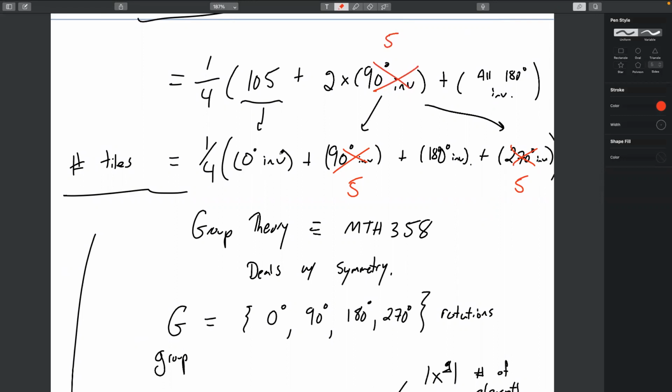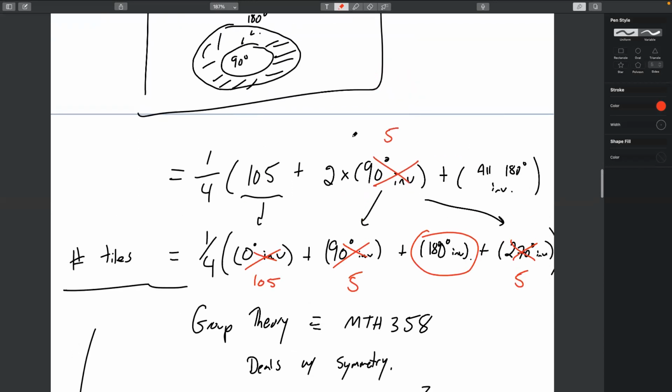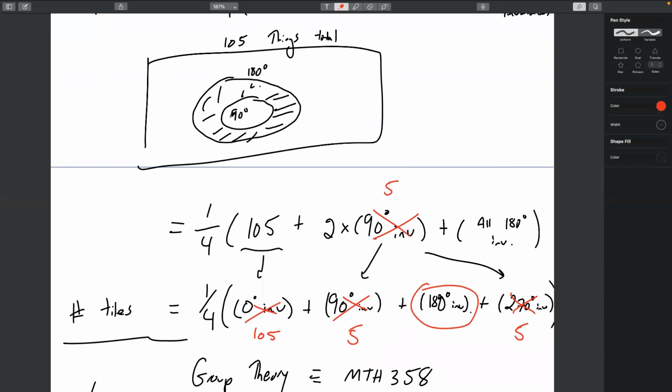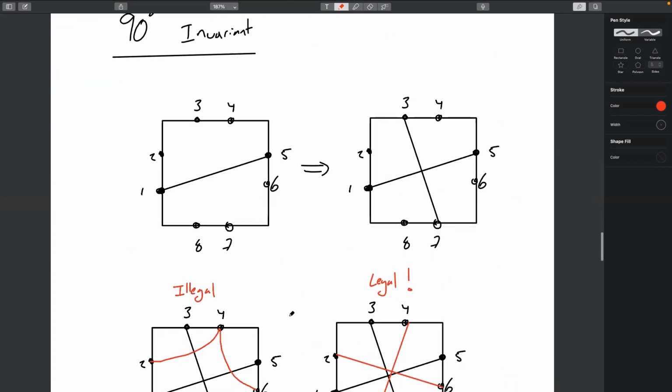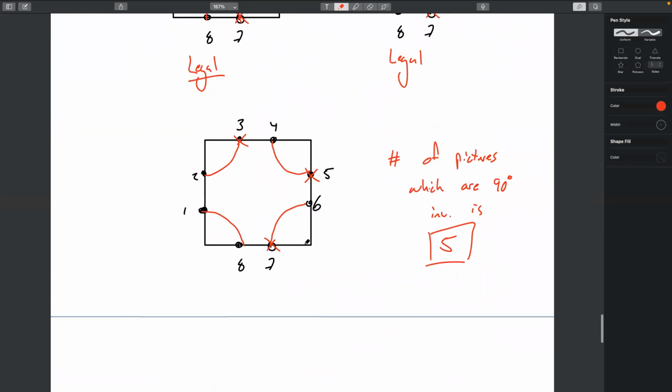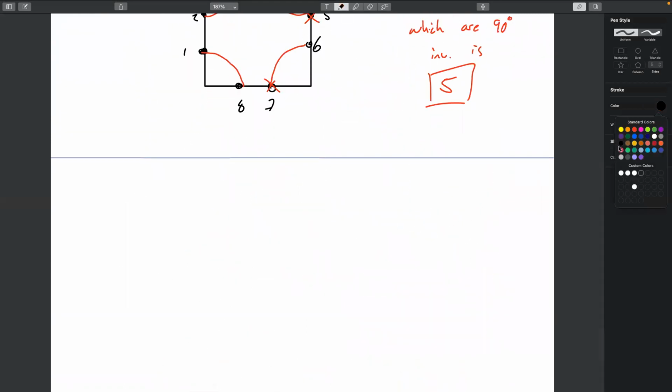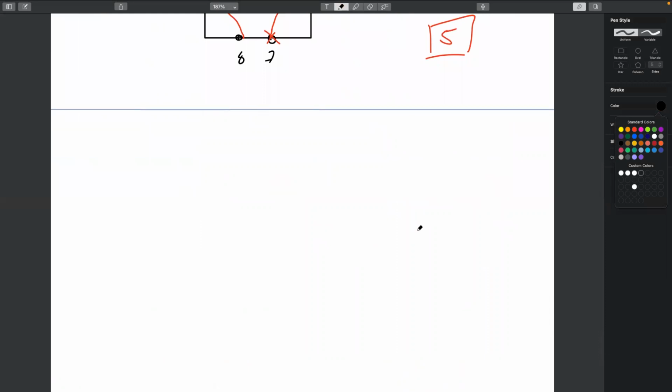Okay, so we've got that this is 105. We've got that these are 5. Now we're just looking for these 180-degree invariant ones. Yeah, but remember that they include the 5 that we already counted. So we're going to need to count them, including those 5 that we already counted. So let's do that analysis. Again, this part of it, it's a little nasty. You just got to roll up your sleeves and do it.